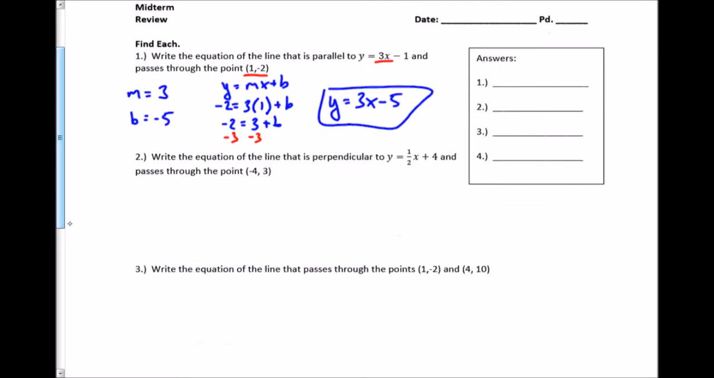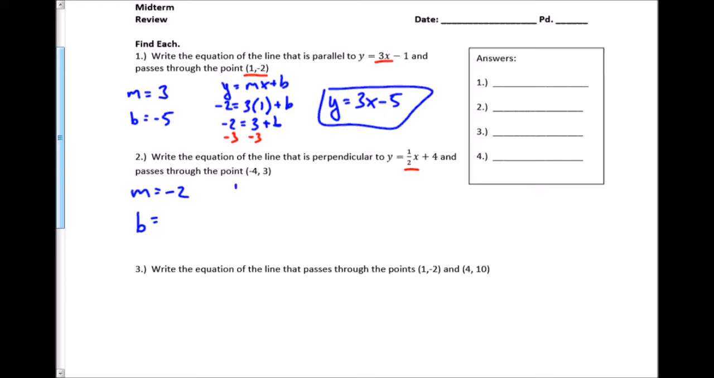Number 2 is very similar. I still need to find the slope and the y-intercept. The only difference is this time I'm given a line that's perpendicular. So this line has a slope of 1/2, perpendicular, I do the opposite reciprocal. So I change it from a positive to a negative, and I change it from a 1/2 to a 2/1. So I make it a negative 2. I change the sign and flip it.